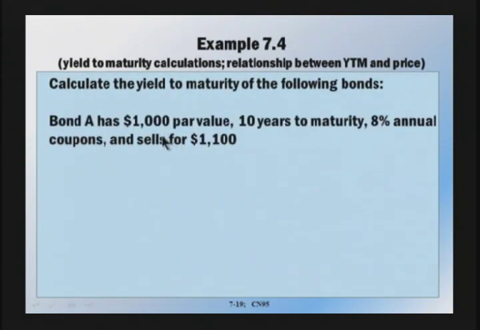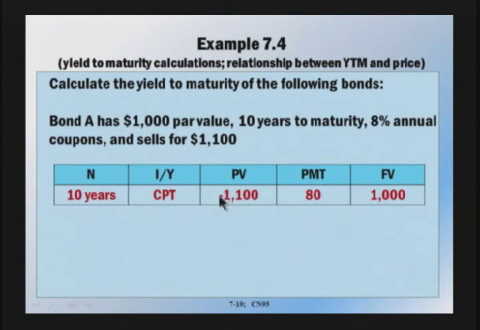So in example 7.4, bond A has a $1,000 par value, 10 years to maturity, and 8% annual coupon payments, and it sells at a premium price of $1,100. Well, we know that when a bond sells at a premium price, your yield is going to be below the coupon rate that the bond is offering. You're willing to pay a premium price because the coupons are really attractive, and you're willing to accept a yield below the coupon rate because the bond is selling in a lower interest rate environment or seems to be safer. So the yield to maturity equated with this $1,100 price, if you get $80 per year and $1,000 at maturity, is going to have to be something below the bond's 8% coupon rate because we're paying a premium price for the bond.